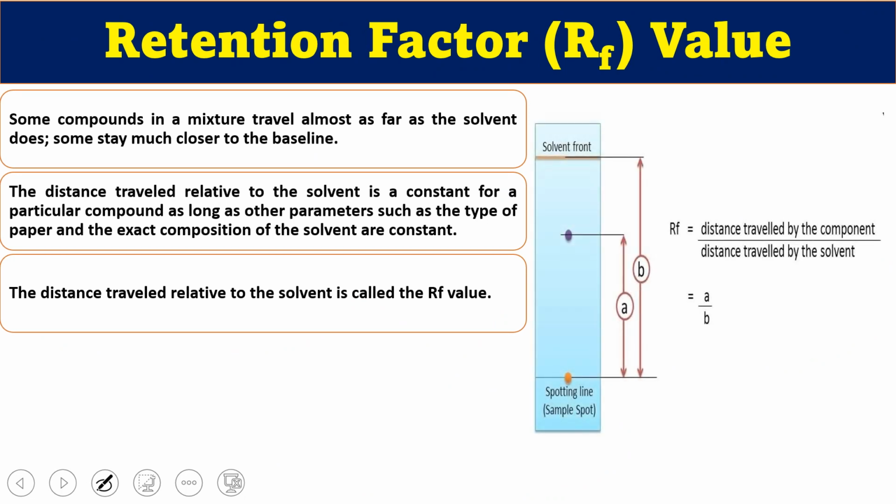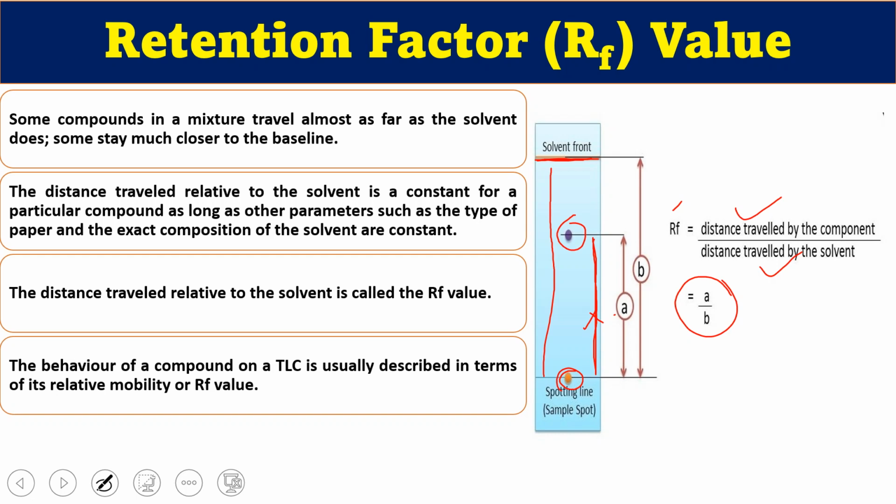Here you can see this is the sample spot, the origin, where we have applied the sample, and then the compound starts moving in this direction along with the solvent. So this is the solvent front, meaning the solvent moved up to here and the compound has moved up to here. So the distance from the origin to this compound is A, and the distance from the origin to the solvent front is B. So the RF value, meaning retention factor, is the distance traveled by the particular compound divided by the distance traveled by the solvent. So here that is A by B.